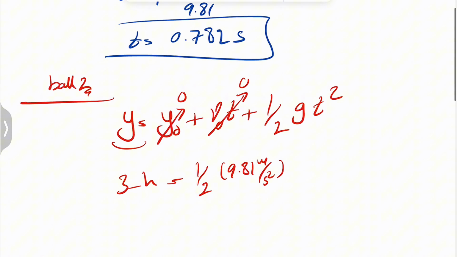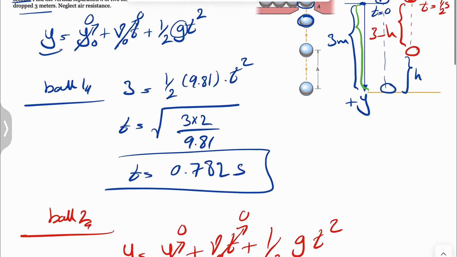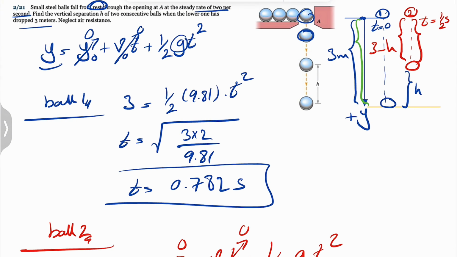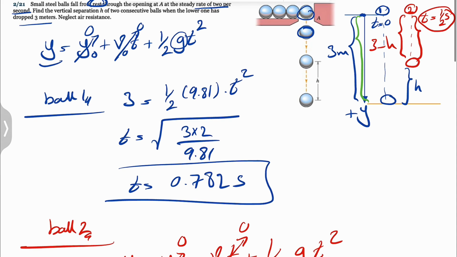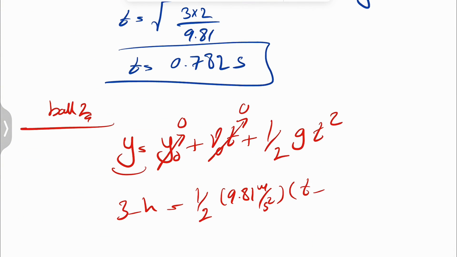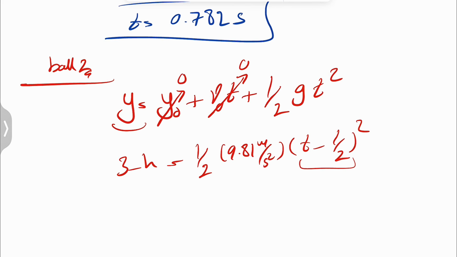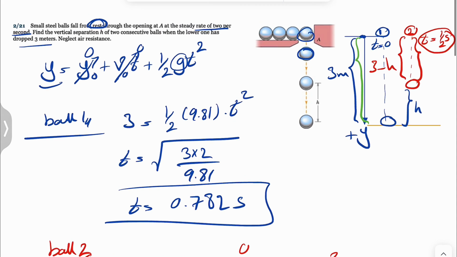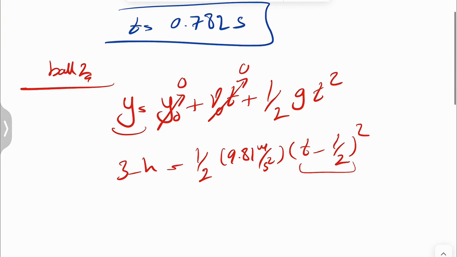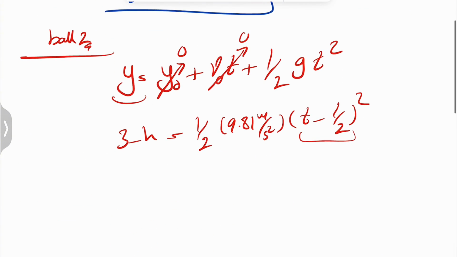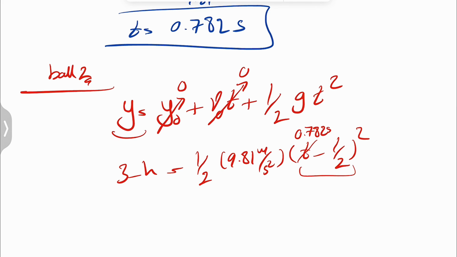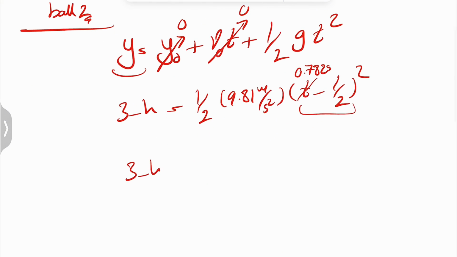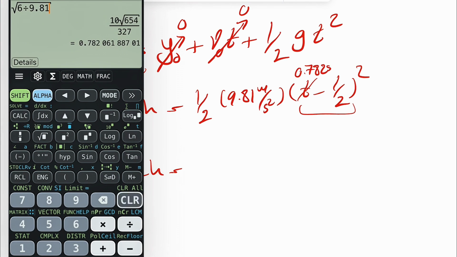And the t in here would be a different t because it's the t in this period. Because this ball is going to fall after half a second, the t that we have in here would be (t minus 1/2) all to the power of 2. This is another critical thing: because the first ball falls half a second sooner than the second one, the t that we're going to put in here is this t, and we just have to put the 0.782 seconds in here, and we can find the value of 3 minus h. So let's see what we get.